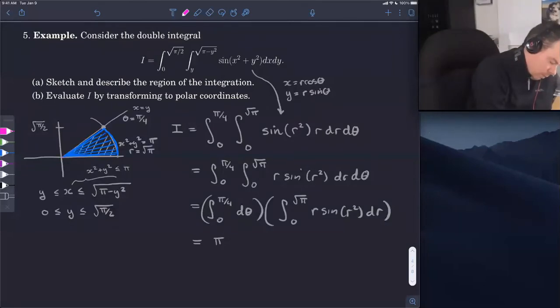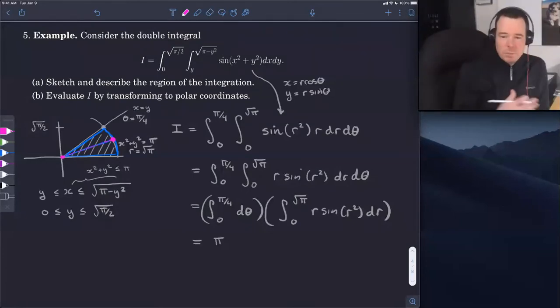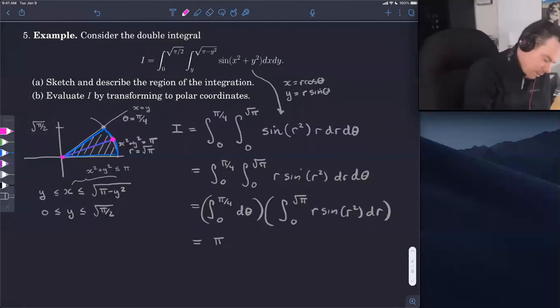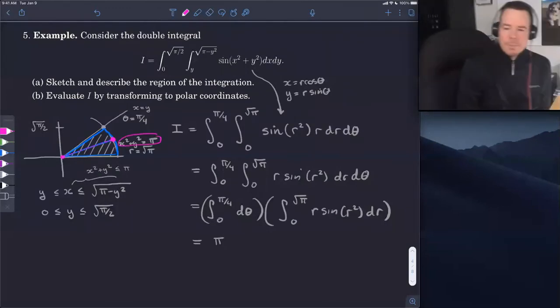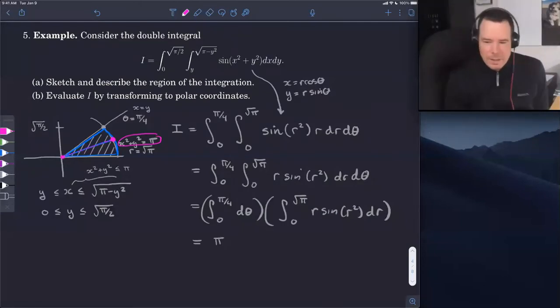So maybe I'll go back and draw one of these arbitrary theta lines. Now, what does my r value have to do? My r value starts at 0, and it's got to sweep out that entire line to get out to here. So my r value goes from 0 all the way out to the point on this circle. And this circle has radius pi. Sorry, the circle has radius root pi because the equation is here, and so the radius is the square root of the right-hand side of that equation.